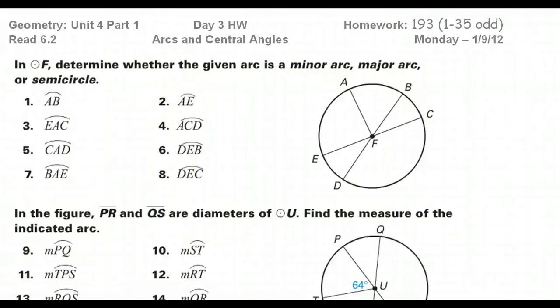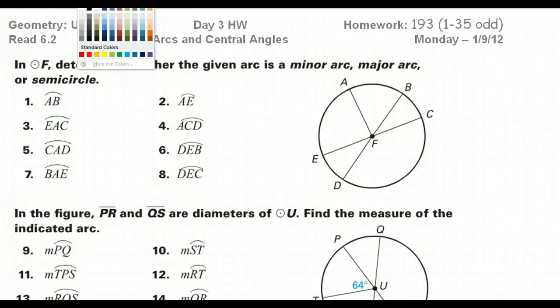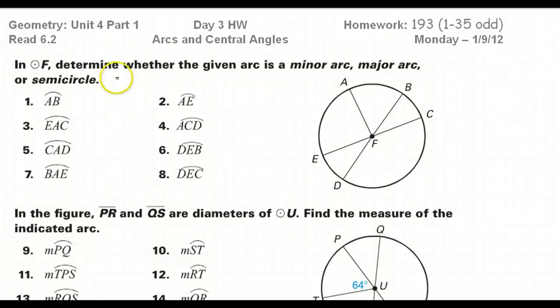Alright, this lesson is about arcs and central angles. First we have to get a little bit of vocabulary out of the way. When we talk about arcs, first of all, an arc is a part of a circle. So for example, if I go from A to B but I'm traveling along the circle, that red curve that I just drew, that's an arc because it's a portion of a circle.